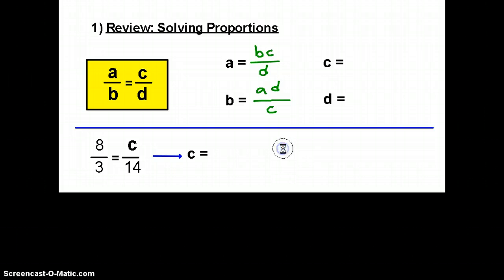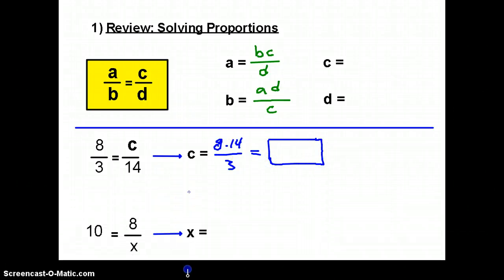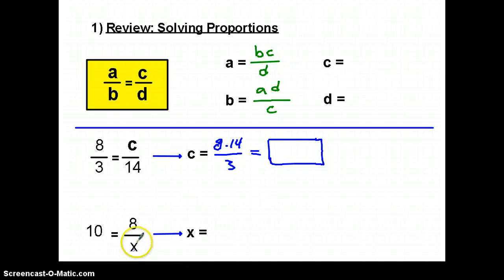Let me just erase this point. If I have c is what I'm looking for, diagonally across is 3, and a times 14 is what I will put on top. Plug it in your calculator, and that will give you your answer for what c is going to be equal to. So you can try this one on your own. Actually, I'll give you a hint: this is like 10 over 1 when you don't see stuff, and then you can solve for it.